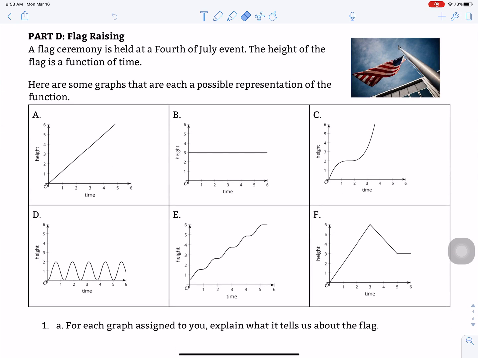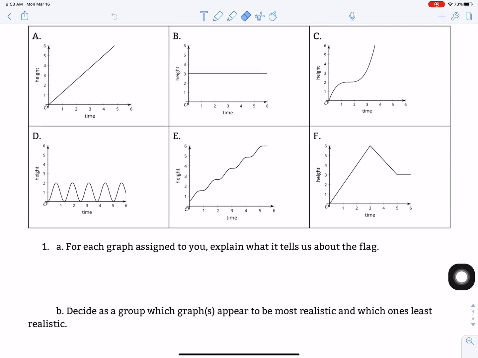The next part, we're looking at some graphs, and what I want you to look for is that my variables are all time and height. We are talking about a flag, and we're looking at being able to tell what the graph tells us about the flag. It talks about being in a group, but obviously, unless you're talking with other people, you are by yourself. So you're going to work through those by yourself, picking out some of them.